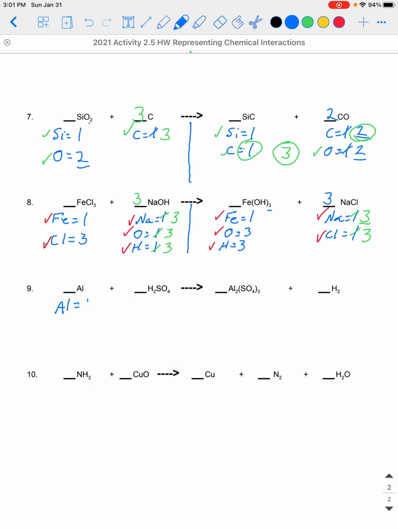So we have 1 aluminum, 2 hydrogen, 1 sodium, 4 oxygen. On the other side of our equation, 2 aluminum. Oh, I'm going to show you the trick. Let me show you the trick. Do you see how SO4 is together as a family right there? And SO4 is together as a family right here? That means we don't have to break it up into S's and O's. Watch this.